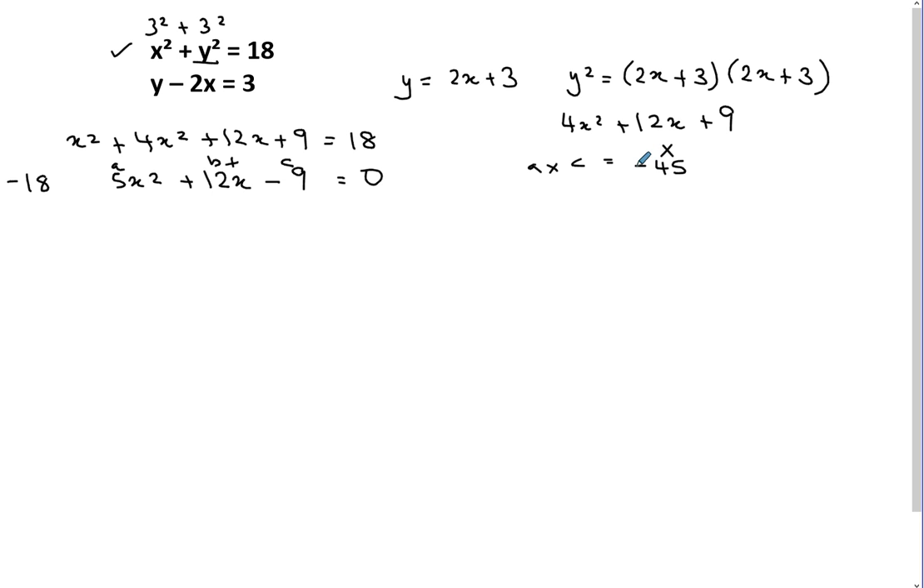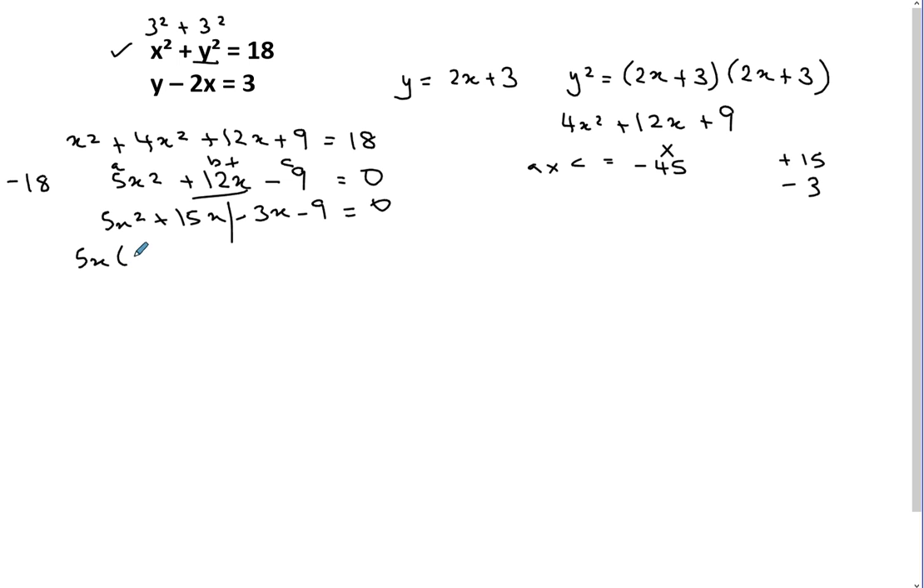And if they multiply to give a negative, then you know one's a positive and one's a negative. So you're looking for two factors of 45 that have a difference of 12. So you can see it'll be 15 and minus 3. So now we're going to rewrite, split, and factorize. So rewriting the 12x, you've got 5x squared plus 15x minus 3x minus 9 equals 0. And then we split and we factorize.